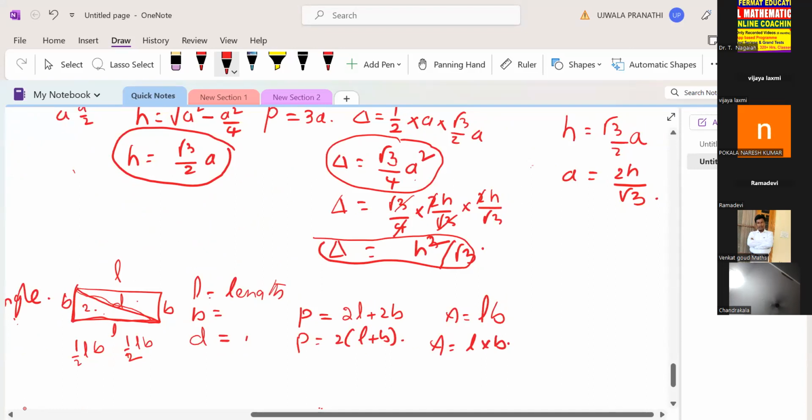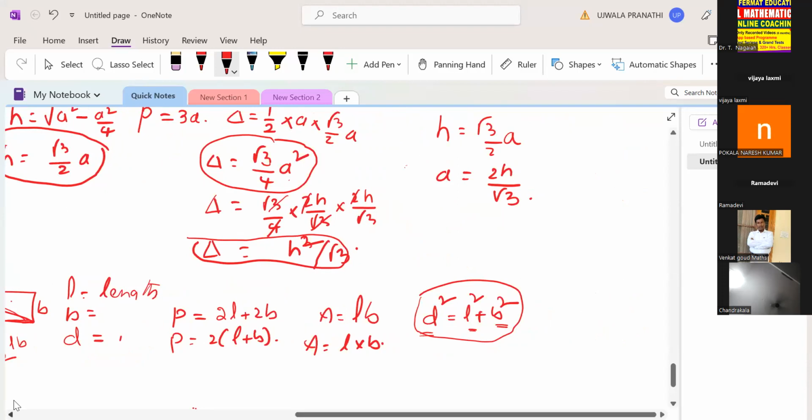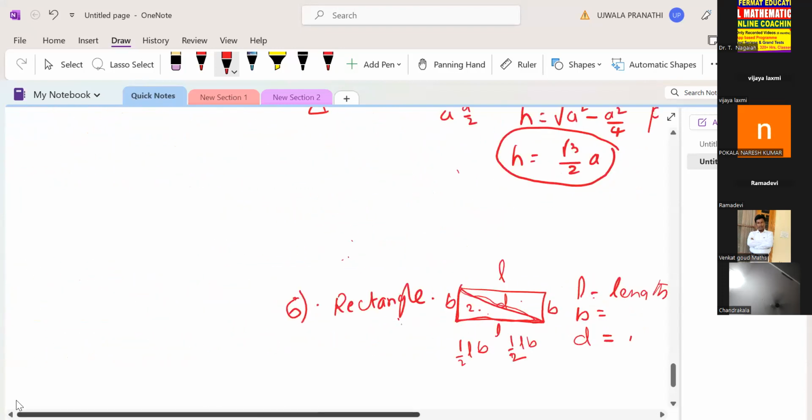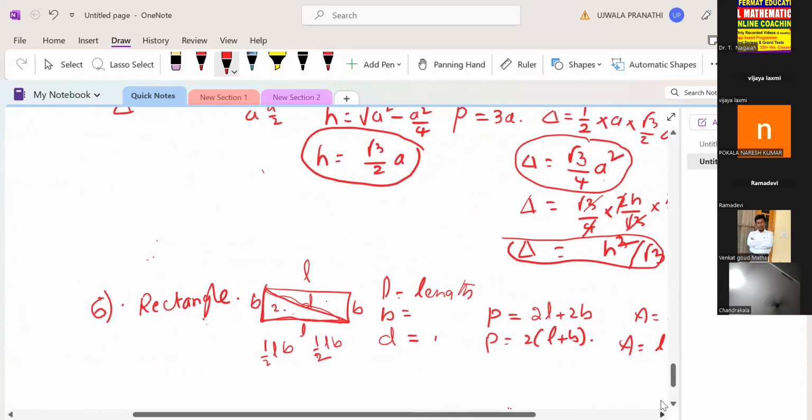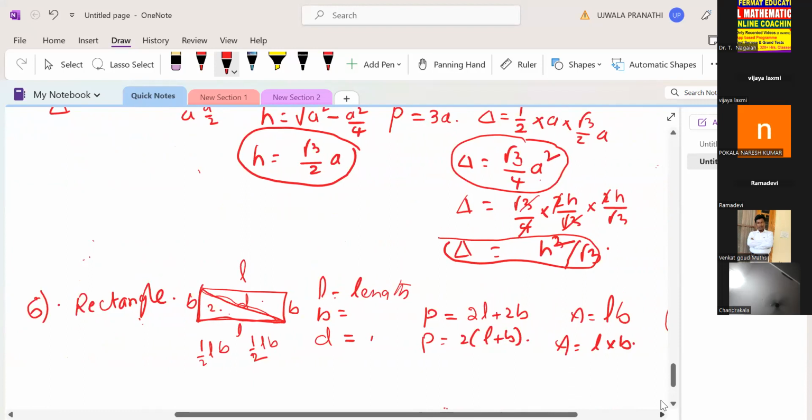So another information here, D square is equal to L square plus B square. Sometimes maybe diagonal is given, L is given, but find the B. So use this D square is equal to L square plus B square. So this is the rectangle. Next one. Next వచ్చేసి square.